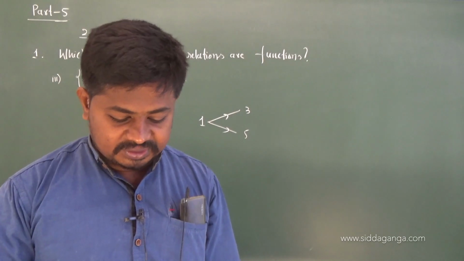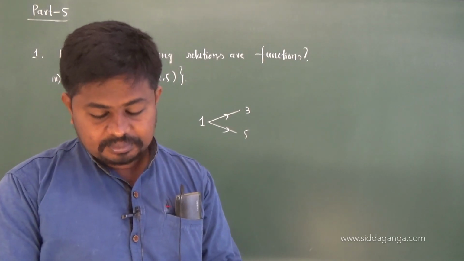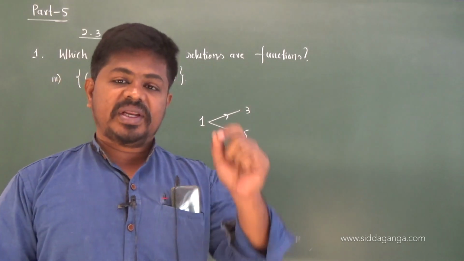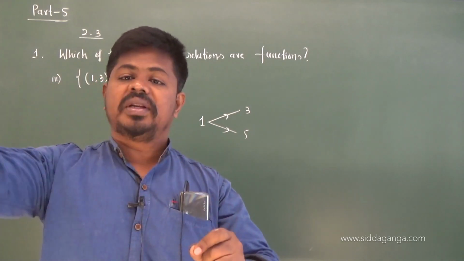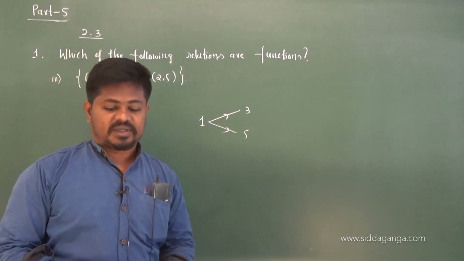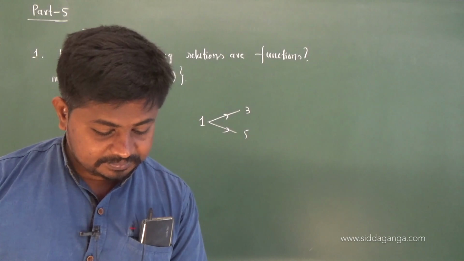Yes, according to definition, a relation is said to be a function if every element of the first set has one and only one image in B, but in this case 1 has two images, so this is not a function. Okay, hope you got it, students, about the function, right?